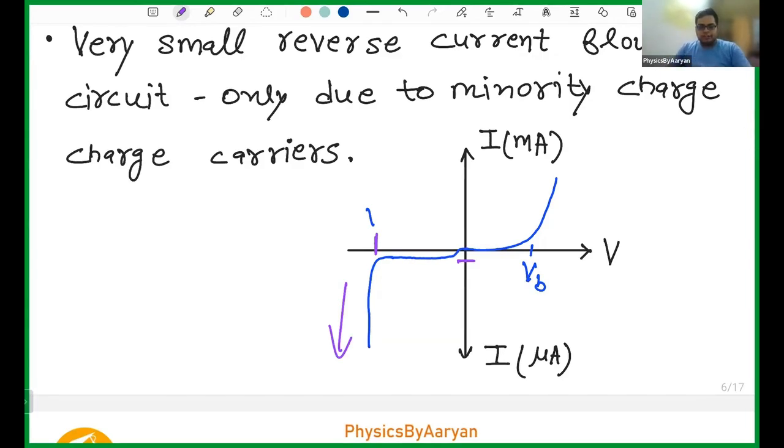Everyone got an idea why the Zener breakdown is happening? Because the next topic, in this next slide, I'm going to explain how to solve the problems of Zener diode. Okay, so if any doubt is there, let me know.